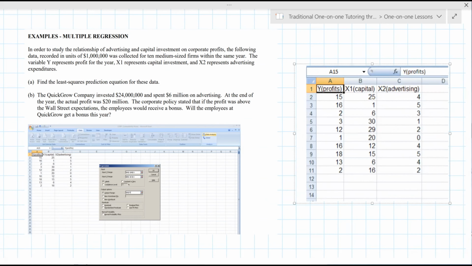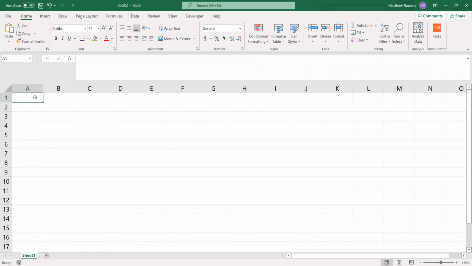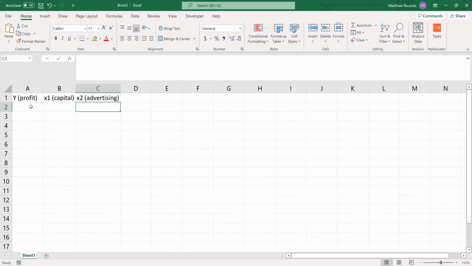Okay, so let's go new Excel window. All right, so I'm going to share this Excel window. They want you to enter Y is your profit, X1 is your capital, X2 is your advertising. The order does not matter, but the X variables do need to be next to each other. Like you can't put Y right in the middle.